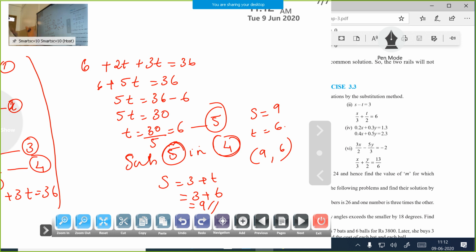For convenience, convert the second equation into this form, taking the LCM and cross multiplying. Clear? Okay, it is enough. You have homework questions 3 and 4 of exercise 3.3.